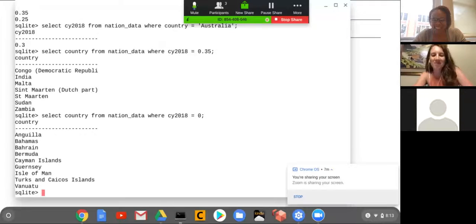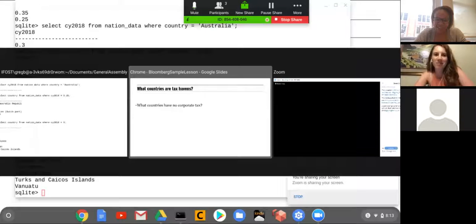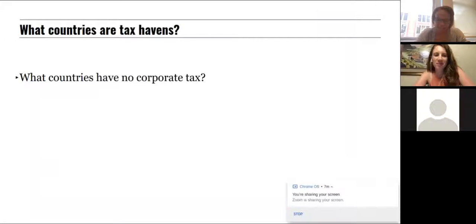That's the only one in the Pacific region. And the reason they have no corporate tax rate is because most of the languages of Vanuatu don't have number systems, and it's very hard to make tax systems that way.